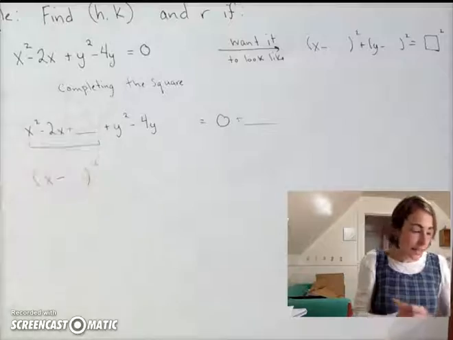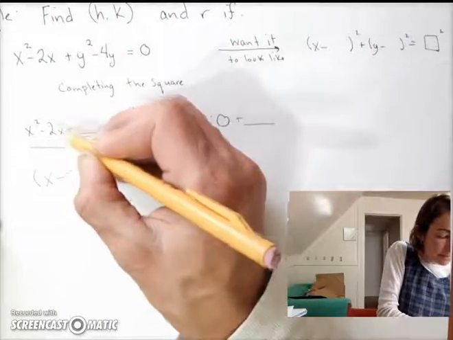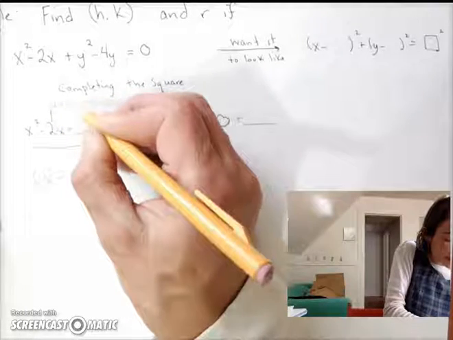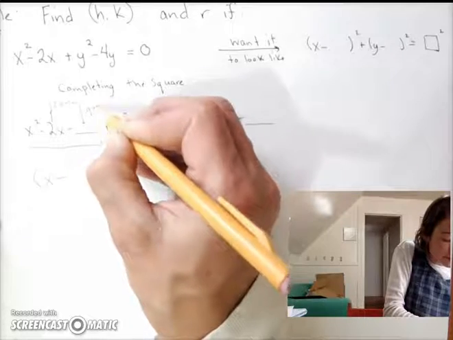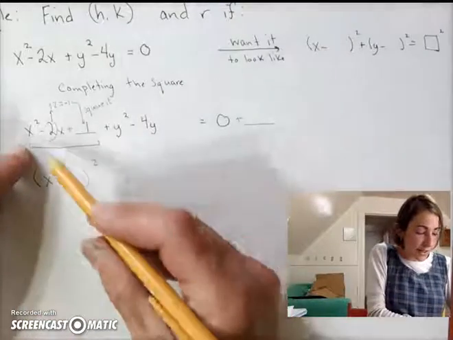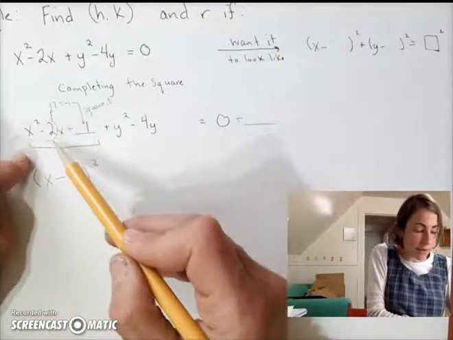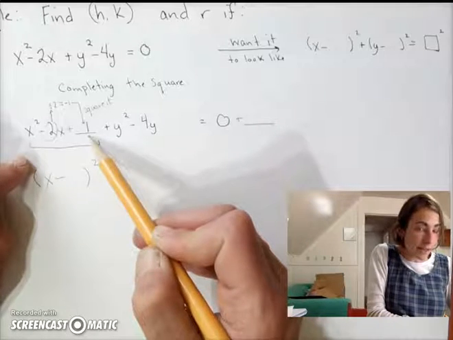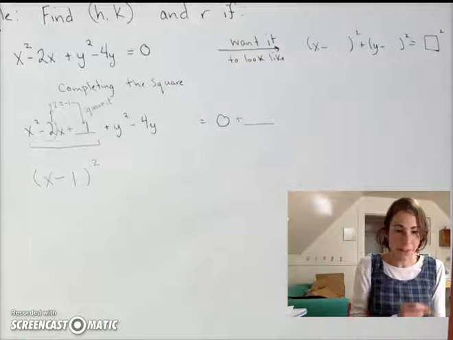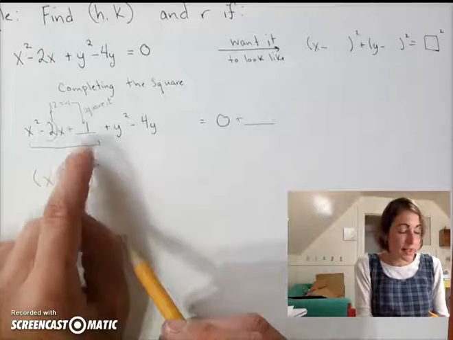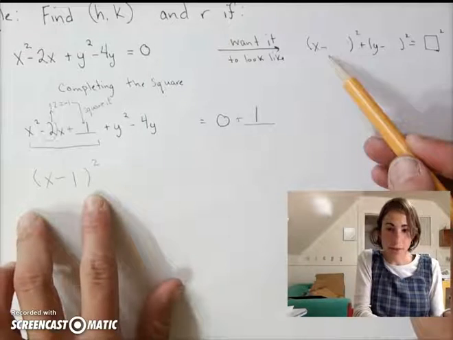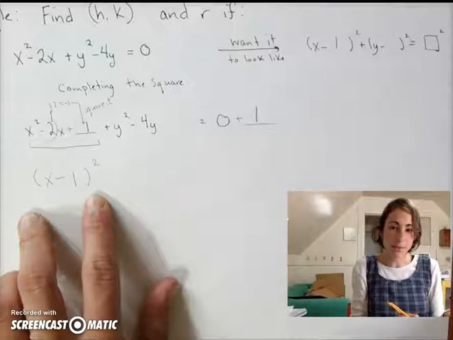So to figure out what I add here, the trick is I take this number, I divide it by 2, so that gives me -1, and then I square it. So that gives me 1. Now what I've done here, if I look at this trinomial, x squared minus 2x plus 1, is I created something that's going to factor like x minus 1 squared. You can check me if you don't believe me that that's how it factors. Since I added 1 here, I also have to add it here. Now this is starting to look like the equation of a circle. So I have x minus 1 squared.